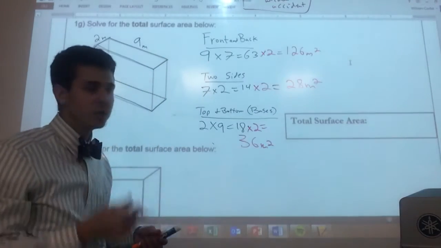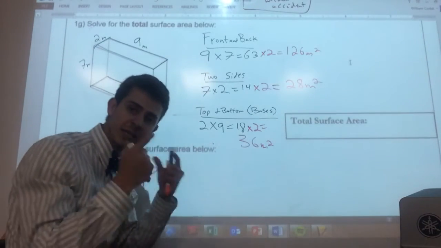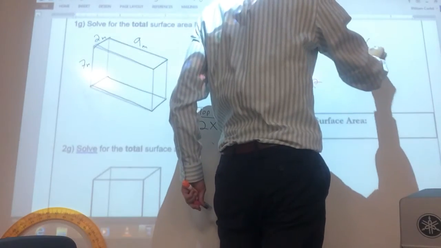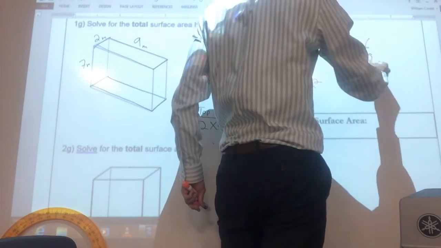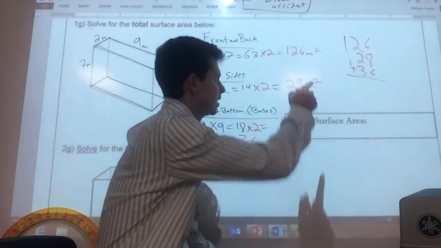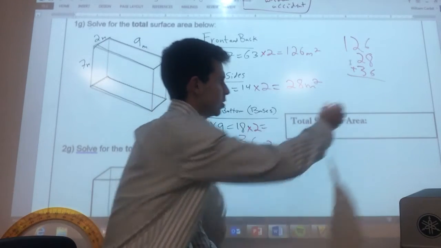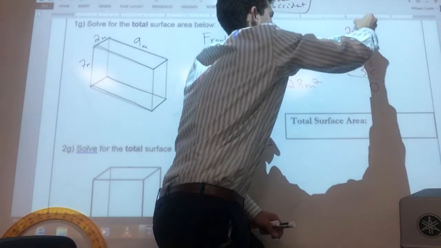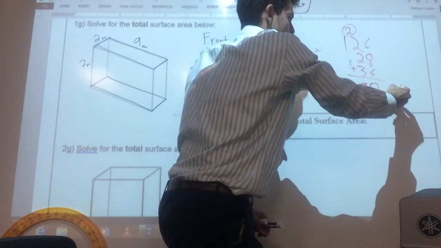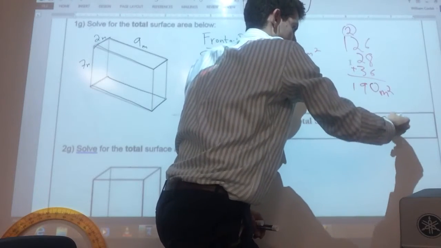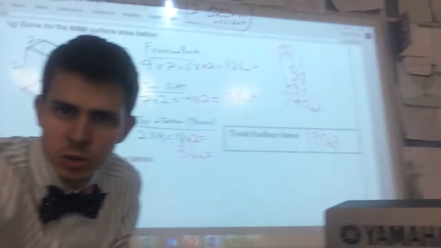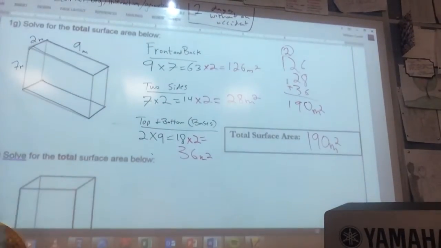And now the last thing I need to do is add all these areas, these pairs, up. So 126 plus 28 plus 36. 6 plus 8 plus 6, that's 20. 0, 2, 2, 4, 6, and 9, and 1. 190 meters squared. We'll put it in the box here. 190 meters squared. Okay, let's go on to problem 2.